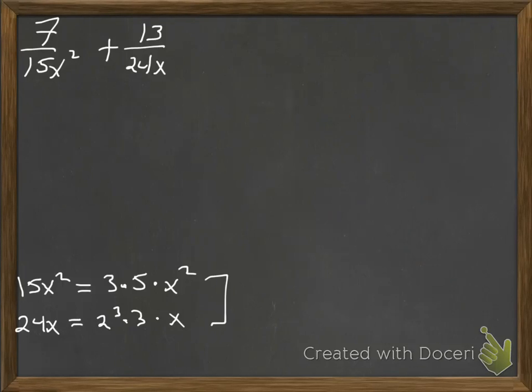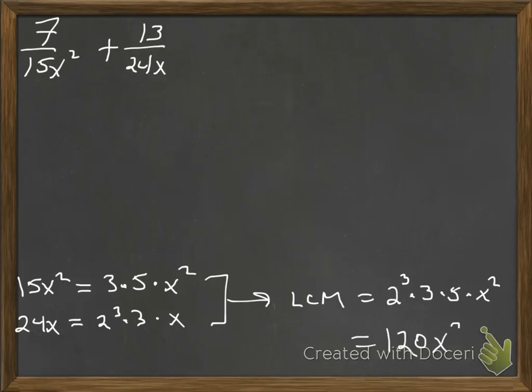So for the least common multiple, I'm going to need one of each factor, and then the highest power of each factor. So I'm going to need a 2, a 3, a 5, and an x. Those are my factors. Highest power of 2 is 2 to the third. Highest power of 3 is 3 to the first. Highest power of 5 is 5 to the first. Highest power of x, x squared. So LCM here is going to be 2 to the third times 3 times 5 times x squared. If I multiply that all out, it's going to be 120x squared.